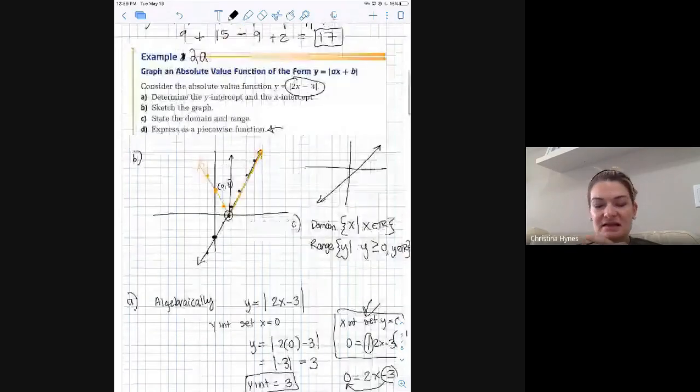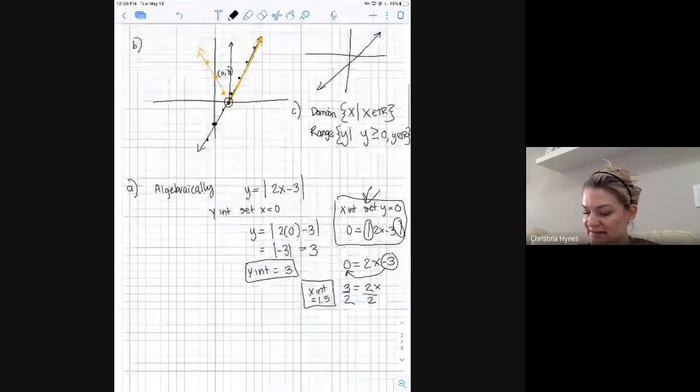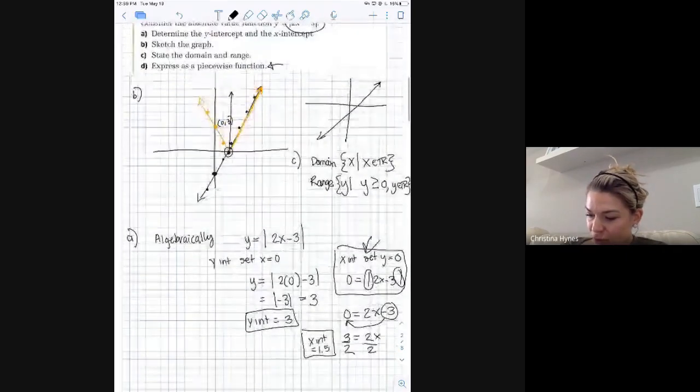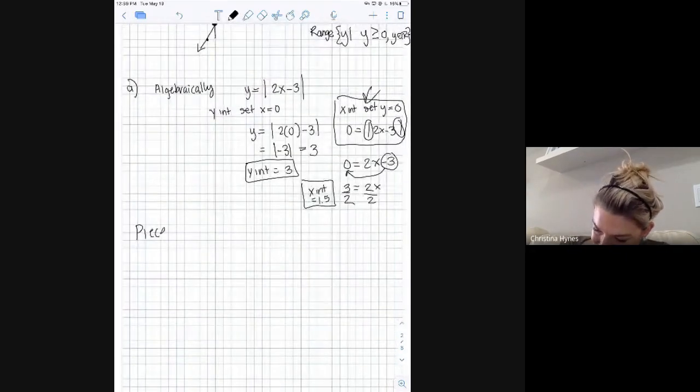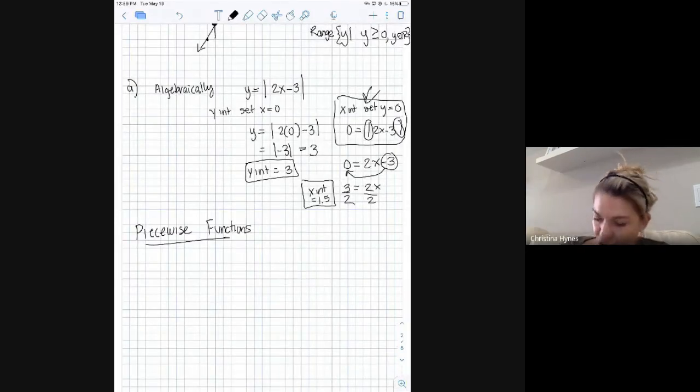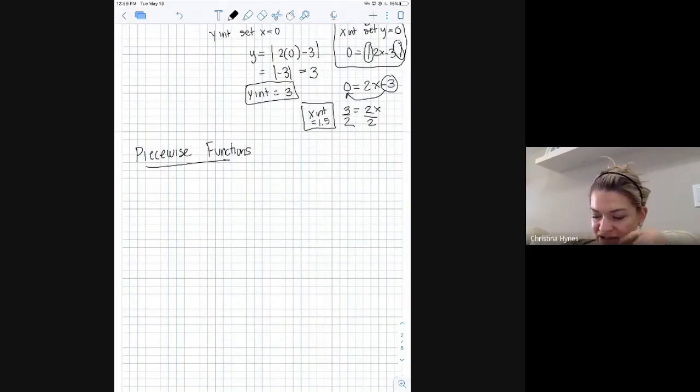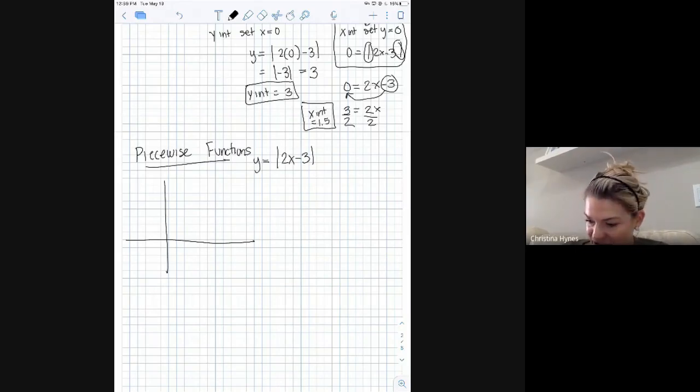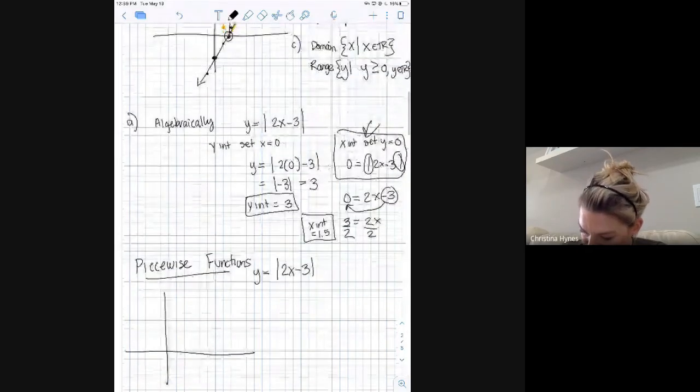So I love them. I think this is a cool idea, okay? So for piecewise functions, what you want to do is start by sketching that V shape, okay? So we know that we're sketching the absolute value of 2x minus 3 in our graphing calculator. We already did that, right? So I'm just going to casually draw what that looks like.